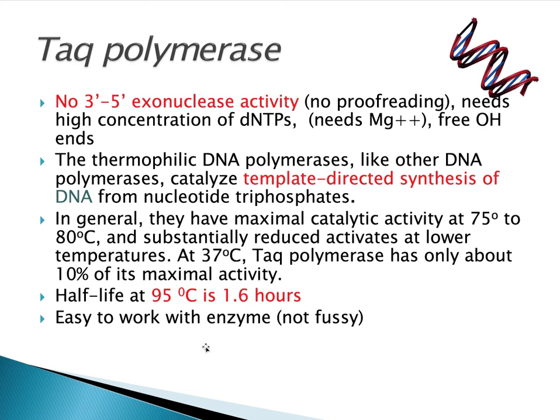So as you see, if you look at the half-life at 75 to 80 degrees, for example, and the half-life at 95 degrees, it's 1 hour and 1.6 hours. At 37, however, it's about 10% of this activity. I have another table showing the different activity at different temperatures. Why do we use this, even with the fact that it can make mistakes? We're using it because it's cheap and not fussy. It's really one of the easiest enzymes to work with.